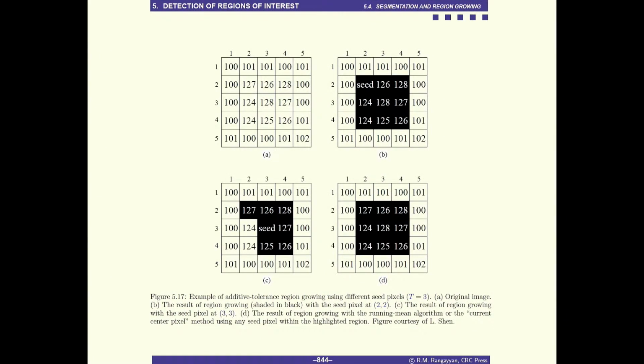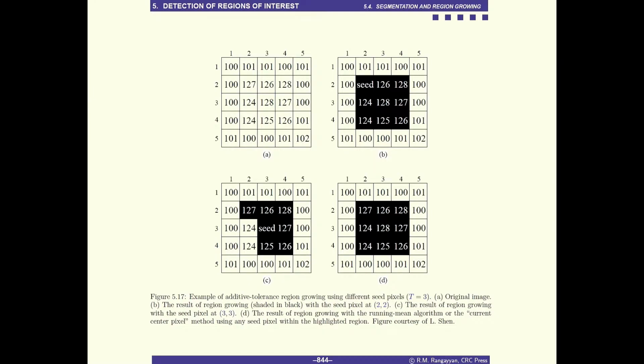But if you start from this and do region growing using that technique, with t equal to 3, you get that, which is okay. But if you start with this, you get this region. This fails because 128 minus 124 is 4 and the threshold is 3. So this is still a pixel within that region. We don't want such differences.